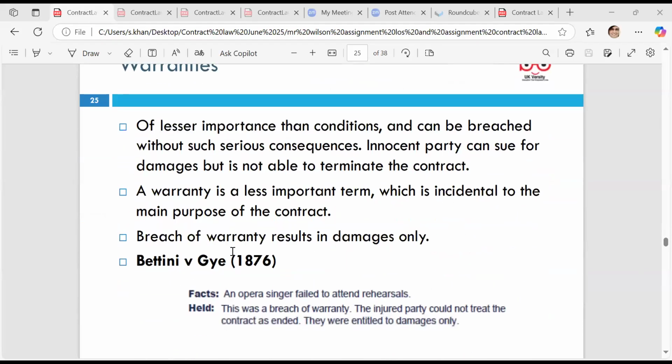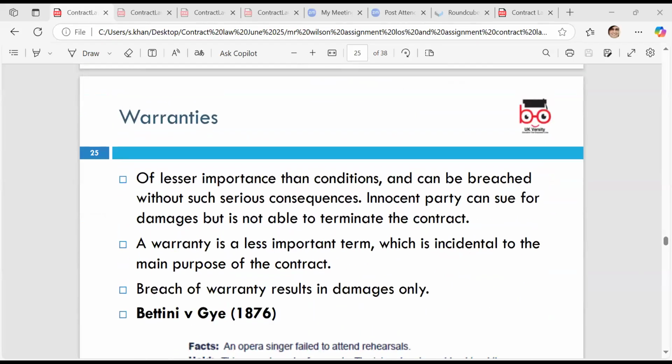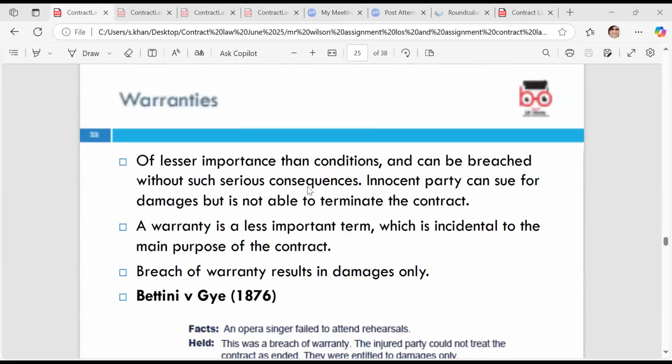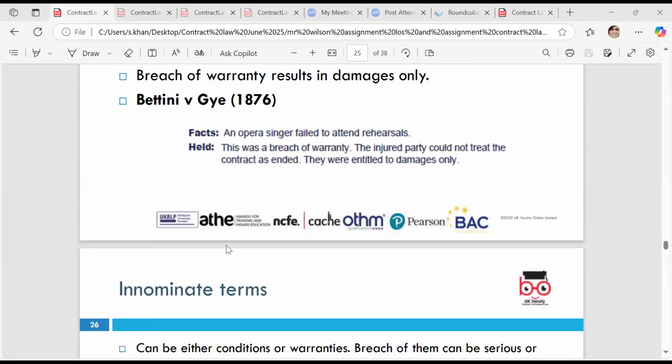A warranty is the next one, which is of lesser importance than a condition. So warranties are subsidiary terms of a contract, which are less crucial than conditions. A breach of a warranty only entitles the innocent party to claim damages, but not to terminate the contract. For example, in a contract for the sale of a car, a warranty may be a promise that the engine is in good working order. If the engine develops a fault, the buyer can claim damages to cover the cost of repair, but they cannot reject the car. Breach of a warranty is in the case of Bettini and Gye, 1876.